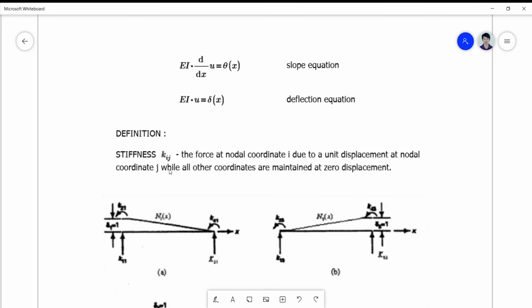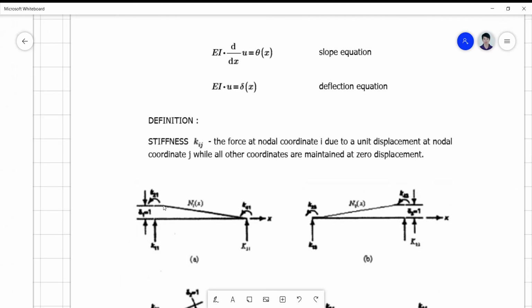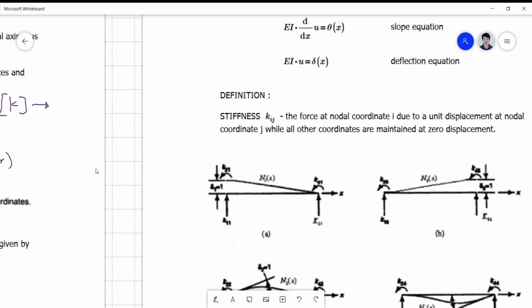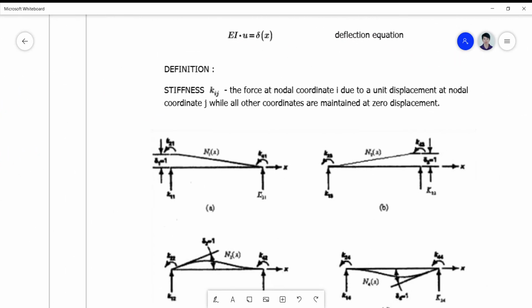So here, the I and j does not mean the near and far ends of your beam. Your I and j are actually the nodal coordinates. So when you're talking of a nodal coordinate, you are talking of the degree of freedom. Okay, so the word nodal coordinate means the DOF. So take note that you are assuming a unit displacement while the others are maintained at zero displacement.